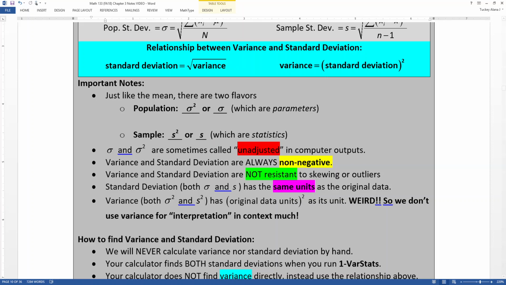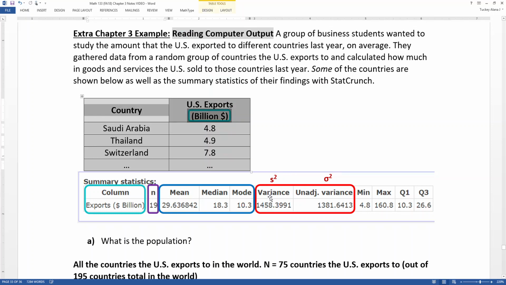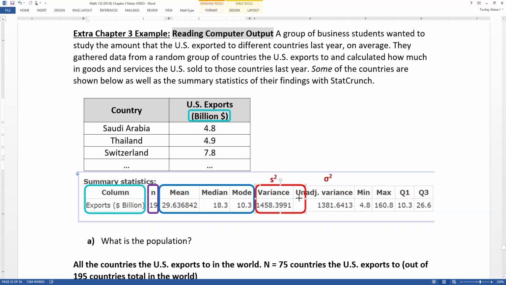So let me scroll back to our problem. So I'm going to label them here. The one on the left is S squared, right? So it's saying, hey, these 19 countries, they were a sample. This would be your variance. And the one on the right is, hey, these 19 countries were a population. This is your variance. So you have to choose the correct one. And because our data set was a sample, we're going to use the S one, not the sigma one.